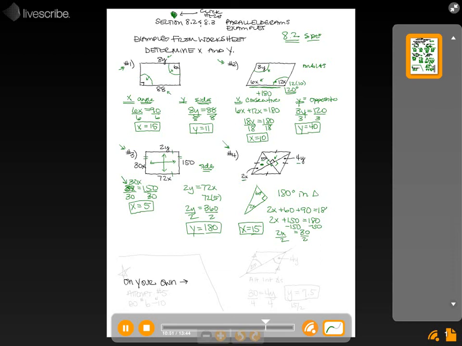To find y, though, we are going to use one of these ideas. And it's not one of the 4 big ones that we talked about. It's the idea that a diagonal splits a parallelogram into 2 congruent triangles. So I'm going to redraw the parallelogram, and I'm only going to put in the diagonal that we need, which is this one. Okay? We know that this angle here is 30, and this angle is 4y.